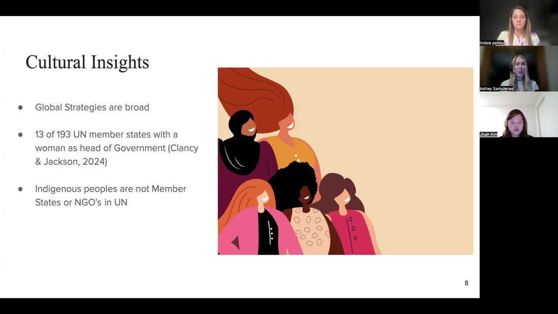Both women and Indigenous groups face challenges with UN representation as well. Only 13 of 193 UN member states had a woman as the head of government in 2024, and UN rules state that primarily member states and non-governmental organizations with consultative status can interact with the UN, and Indigenous people are not considered NGOs, or non-governmental organizations. Ultimately, much could be done to implement culturally sensitive interventions into global planning on the Sustainable Development Goals.